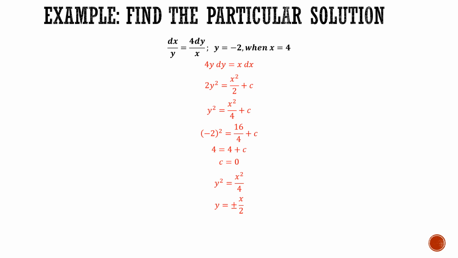But you're not going to have plus and minus because we had an initial condition. You want to pick the one that satisfies the condition. The condition was when x is 4, y is -2. So if I put 4 into my problem, I want it to end up with -2 because that was my initial condition. The only way that's going to happen is if my expression is negative. So y actually equals -x over 2.